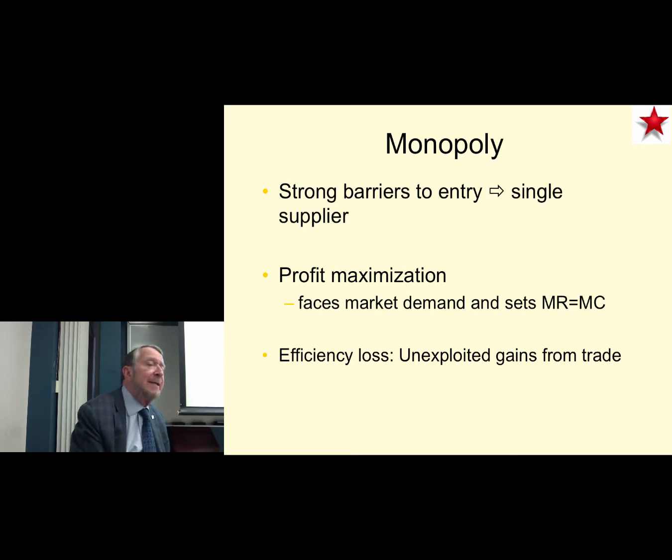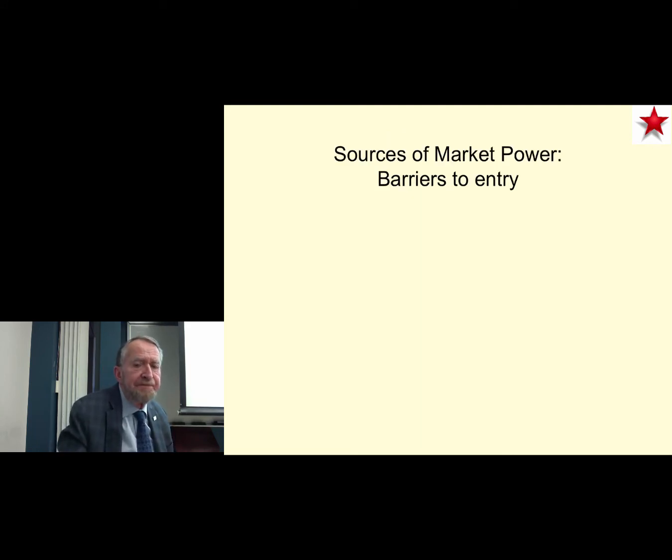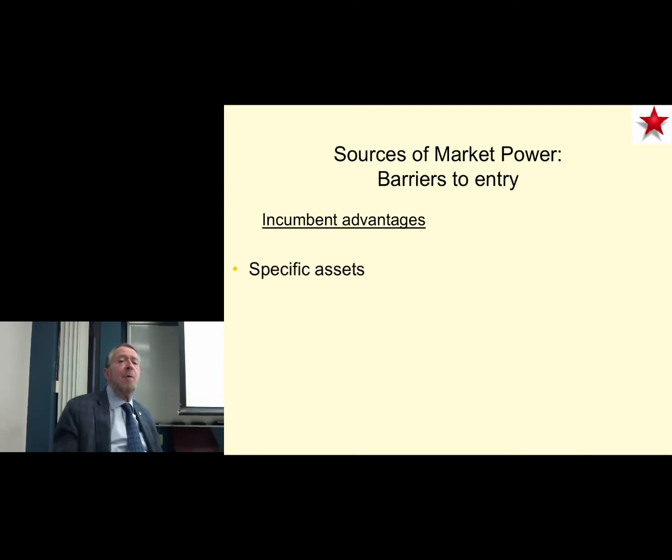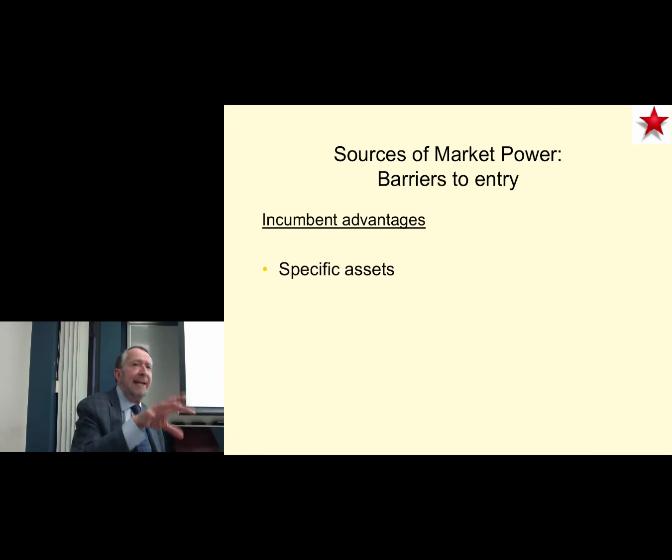And we'll see that there is a potential efficiency loss due to the way the firm determines its rate of production. There are various sources of market power or monopoly power called, as I said, barriers to entry. And there are two columns of these. They're all barriers to entry. But number one, the people now in the industry, who are called the incumbents, have certain advantages.